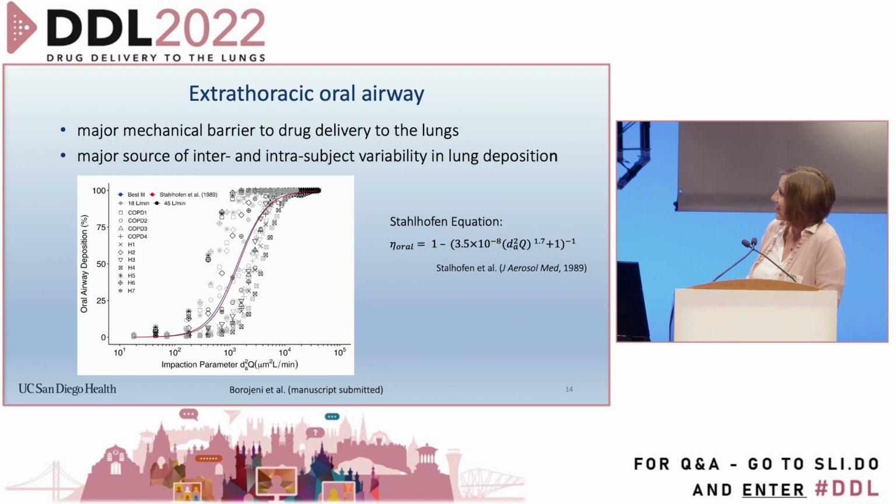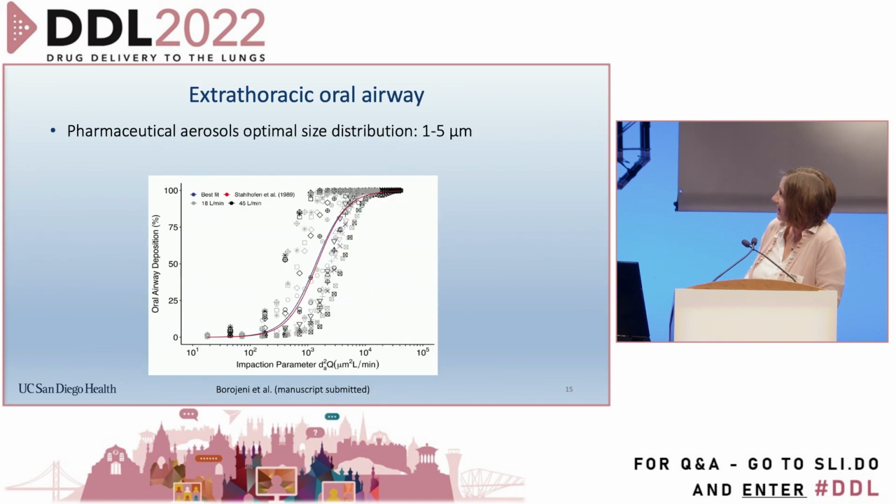So in terms of pharmaceutical aerosols, typically you try to get an aerosol size distribution that's between 1 and 5 microns. And if you use a nebulizer, which could be breathed in as referred to by our data that were obtained with 18 liters per minute, or the gray symbols.